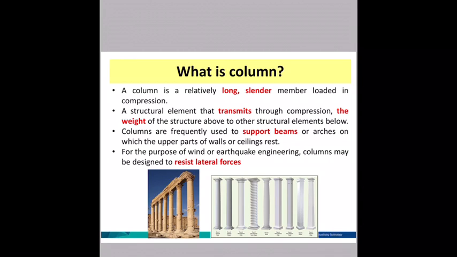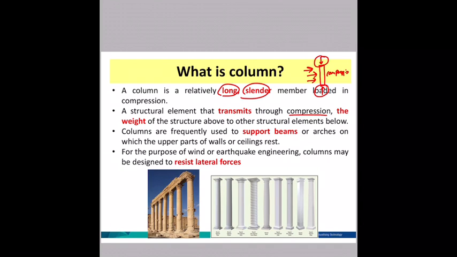Here it is explained that a column is long and slender, meaning that it's very long. For example, this is your column, and it transmits compression. Why is it compression? Because you have a load from the roof or slab or the beam from the upper part, and then it should have a balanced load from the foundation. So that's why it is said that the column is in compression, because you have a load from the upper part and you have the load from below.